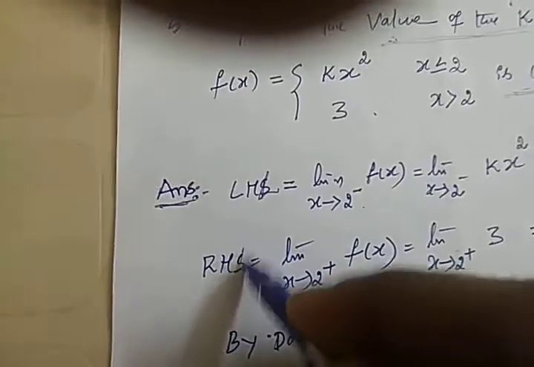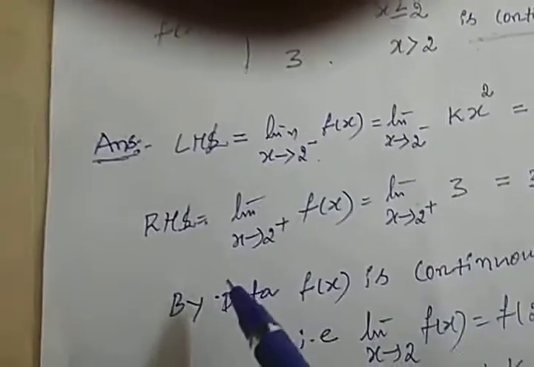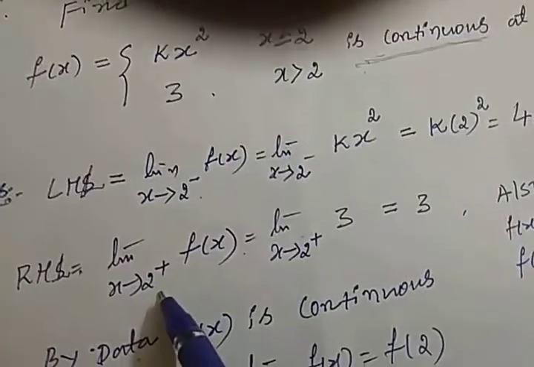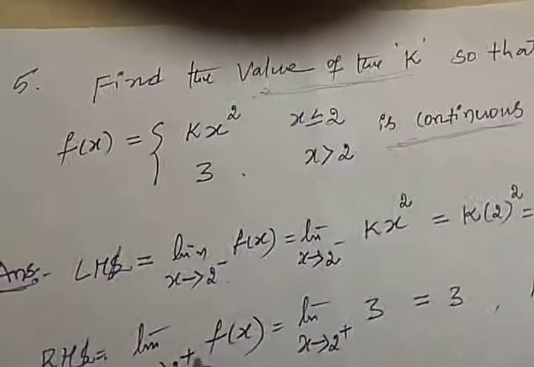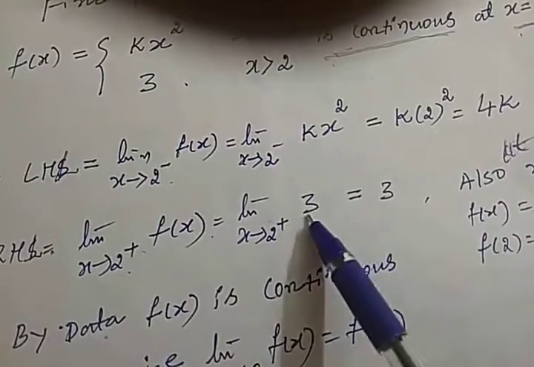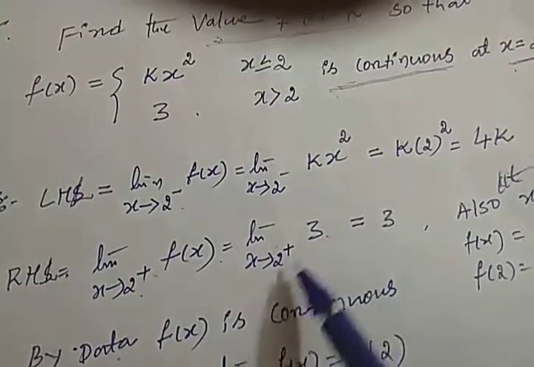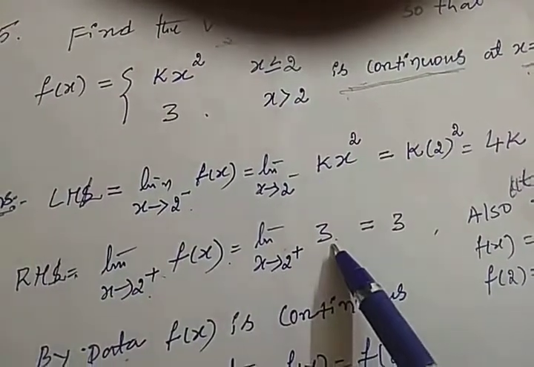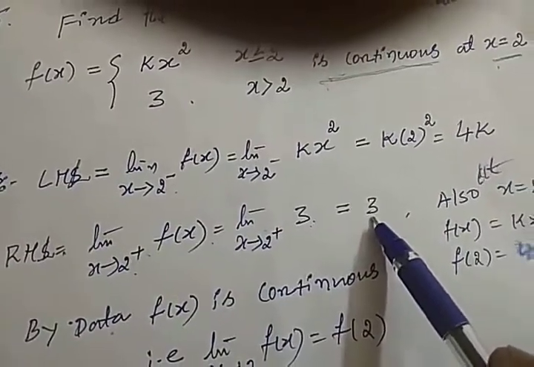Next, this is the right hand limit, the limit as x tends to 2 plus of f(x). As I told you, 2 plus is nothing but greater than 2. The function defined for x greater than 2 is 3. It's a constant function. As x tends to 2 plus, the function is 3. Even if you apply the limit, you will get the right hand limit as 3.